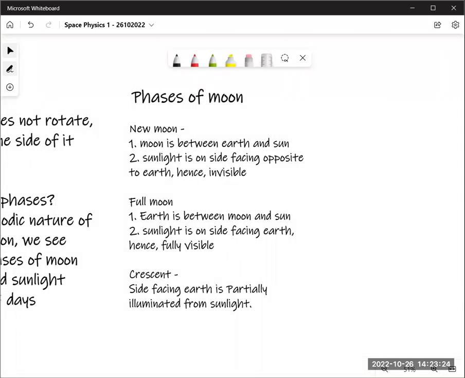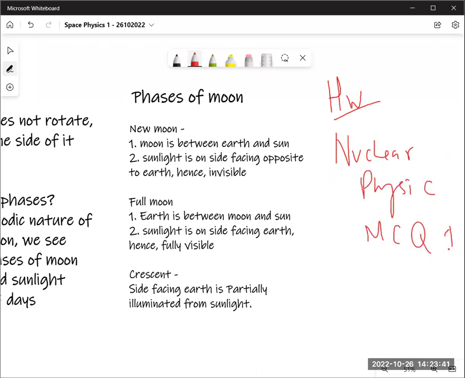Okay. Now I have to give you some homework. The homework is, well, it's in the group. You have nuclear physics MCQ. All right. So do I leave now?